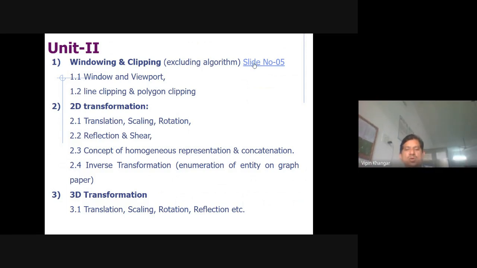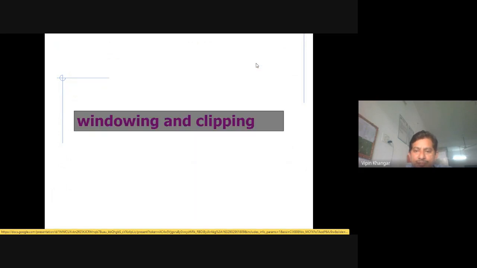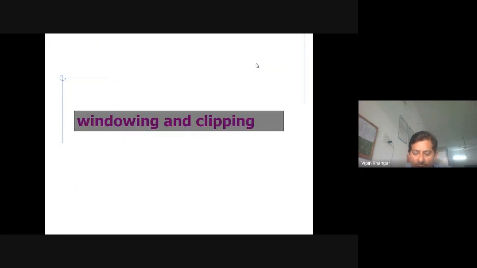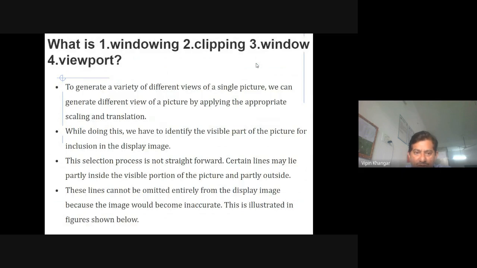Now, we're just going to start with the windowing and clipping. So basically windowing and clipping. This concept is very much important, and today I'm going to have some 10 minutes of one of the IIT lectures on windowing and clipping. So we'll get aware of what exactly windowing and clipping basically means.